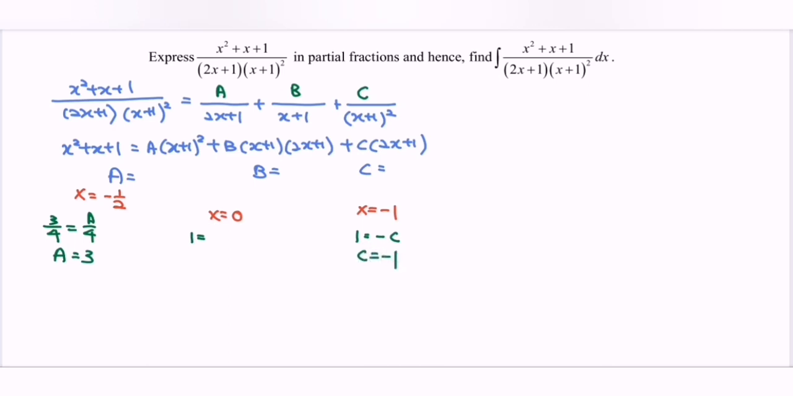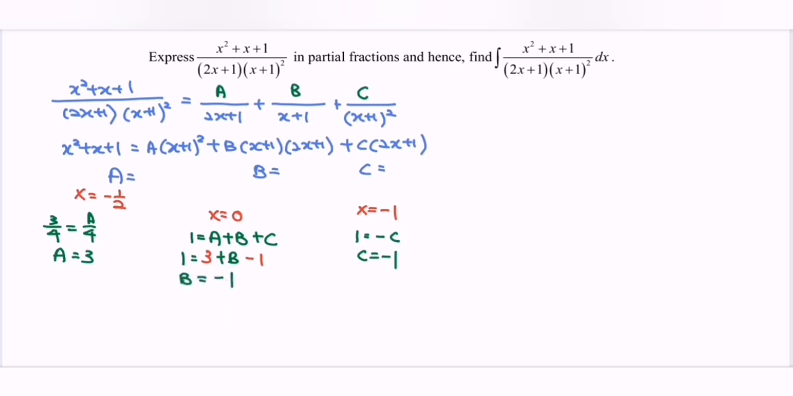Finally, now we focus on B. If we substitute x equals to 0, we will have A plus B plus C. Kindly substitute the values of A and C. So 1 is equal to 3 plus B, and then minus 1. So we have B equal to negative 1.